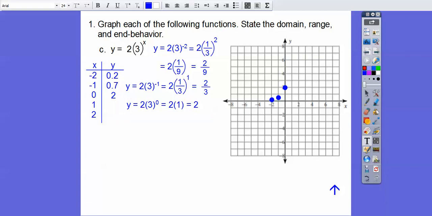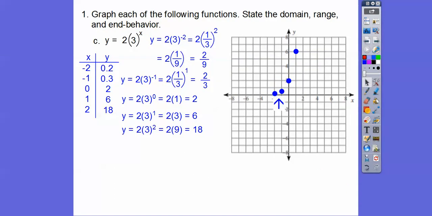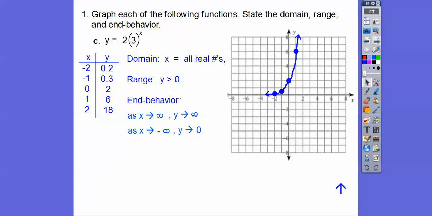And then let's do 1. So 3 to the 1 is 3. 2 times 3 is 6. 3 to the 2 is 9. 2 times 9 is 18. Now I can't graph that one right there, you guys. I can't go over 2 up 18 because it would go way up here off the chart right there. Okay, so here's my graph right here. So this one's a J curve right here, and then our range is all real. Our domain is all real numbers.